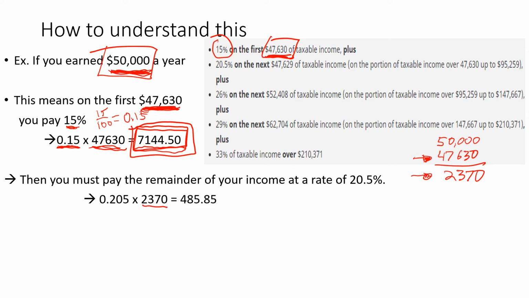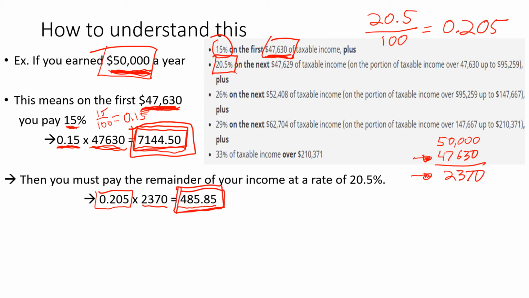Now this $2,370 we have to pay at a higher tax bracket. So in other words, we're paying at a rate of 20.5%. So I take that 20.5%, I put it in its decimal form, and I get 0.205. Again, if you don't know how to do that, you just go 20.5% divided by 100, and that equals 0.205. I multiply that through, and I get $485.85. So this is also a chunk of money that we need to pay.